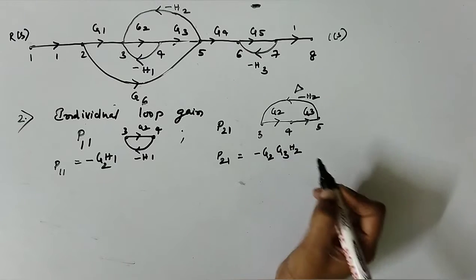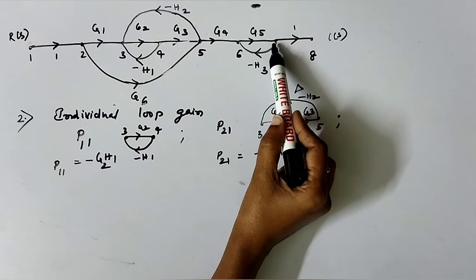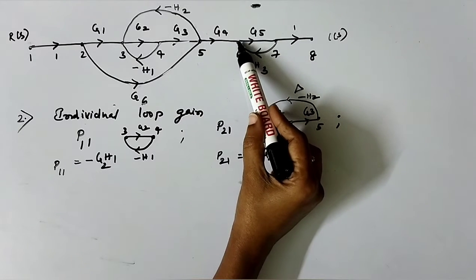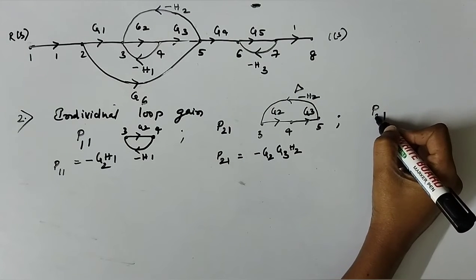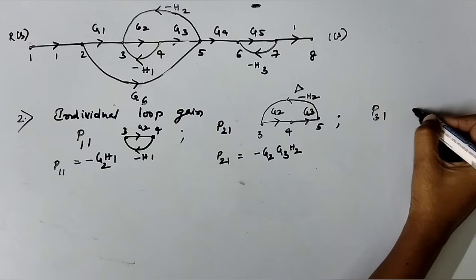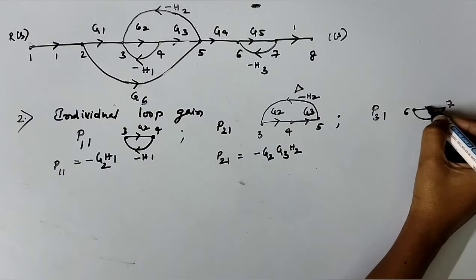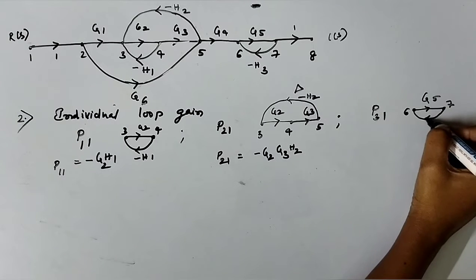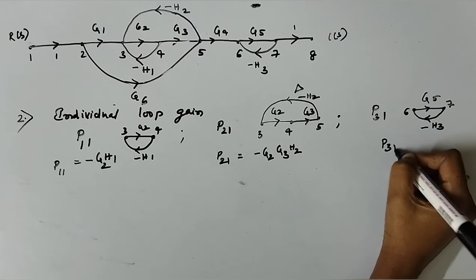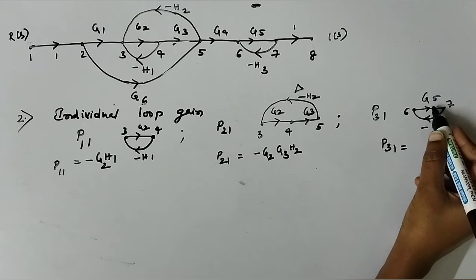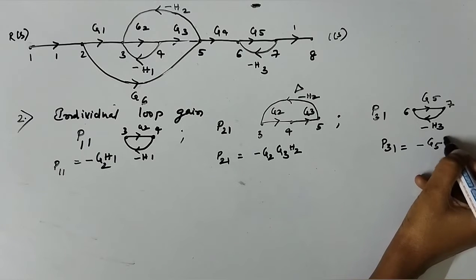There is one more loop here starting from 6, crossing 7 only once, again returning back to the initial node, that is 6. So individual loop, third combination. Let's draw the graph. 6 to 7, that's G5 and minus H3. So P31 would be the product of the gains, that is G5 into minus H3.